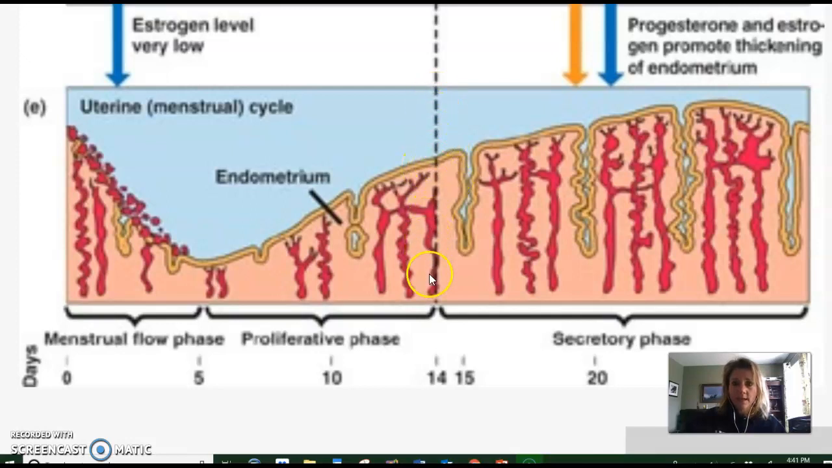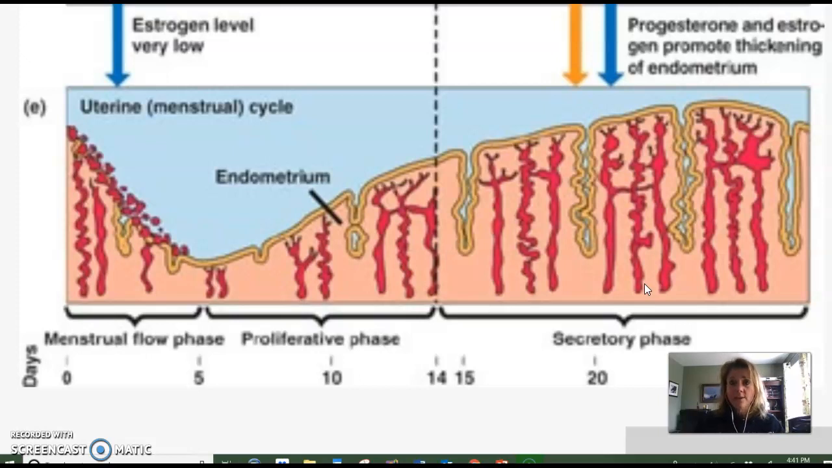At this dotted line where we have day 14, this is when ovulation occurs, and now we have the secretion of progesterone from the corpus luteum, and that's going to maintain our endometrial lining. It's going to stimulate the glands that we see here in the endometrial lining to secrete glycogen, which is present in the event that the ovulated oocyte gets fertilized by a sperm in the fallopian tube.